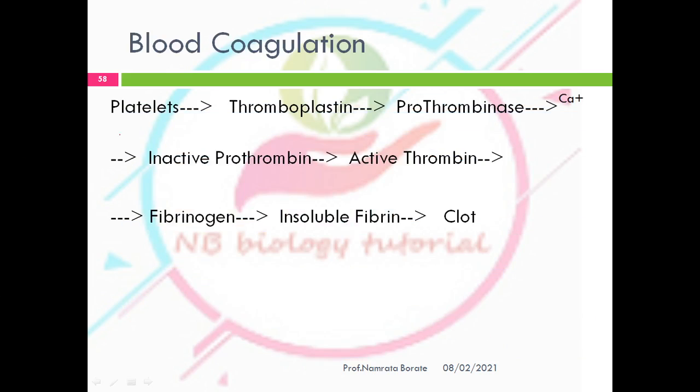So you can see here the platelet cell activates the thromboplastin. Thromboplastin secretes the enzyme, that is the prothrombinase. In the presence of calcium, the inactive prothrombin is formed. Inactive prothrombin forms the active thrombin. Active thrombin forms fibrinogen, and there is a formation of the insoluble fibrin, and the blood clots. For this coagulation, it requires 2 to 8 minutes.